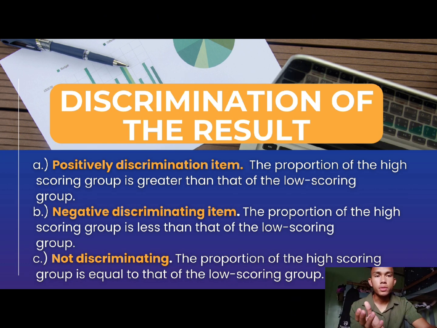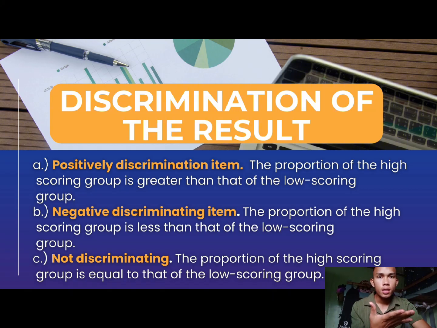When we talk about discrimination of the result, there are three possible outcomes. First, we have a positively discriminating item. This means that more students from the high-scoring group answer the item correctly compared to the low-scoring group. This is what we want to see because it shows the item can separate stronger learners from weaker ones.